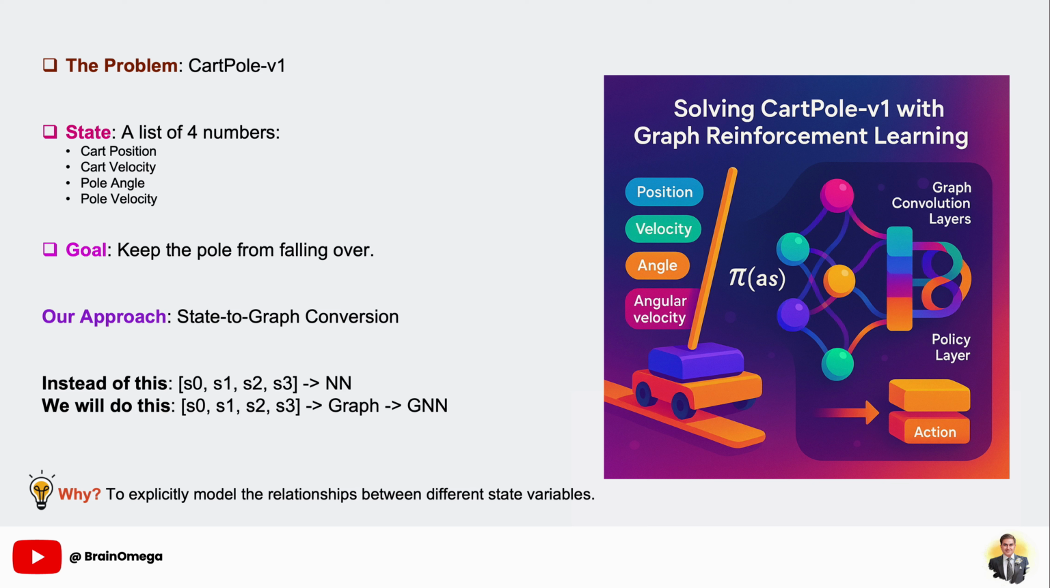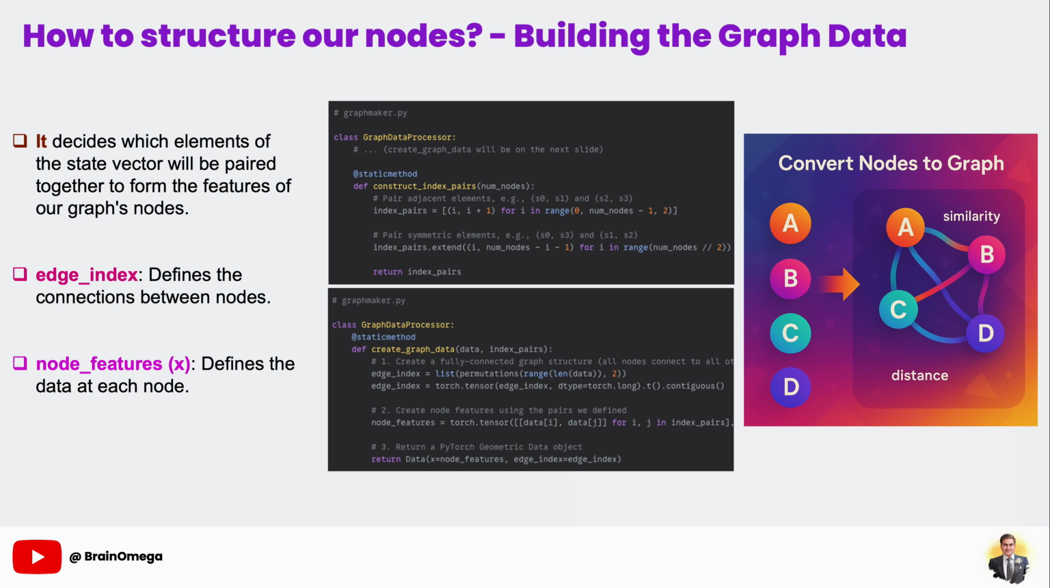A traditional approach would feed these four numbers into a standard neural network, but we're going to do something different. We'll convert this array into a graph structure first, and then feed that graph into a graph neural network, or GNN. This allows our model to learn not just from the values themselves, but from the connections and relationships between them. Let's jump into the code, starting with graphmaker.py.